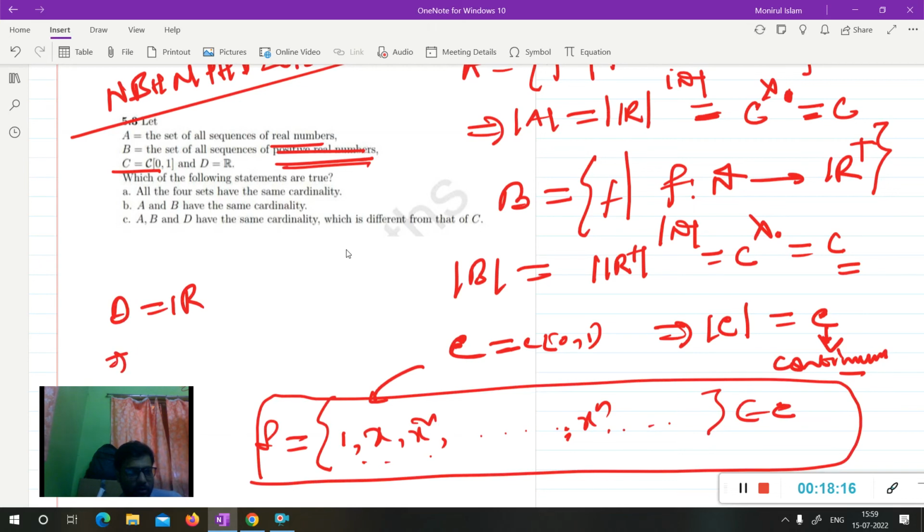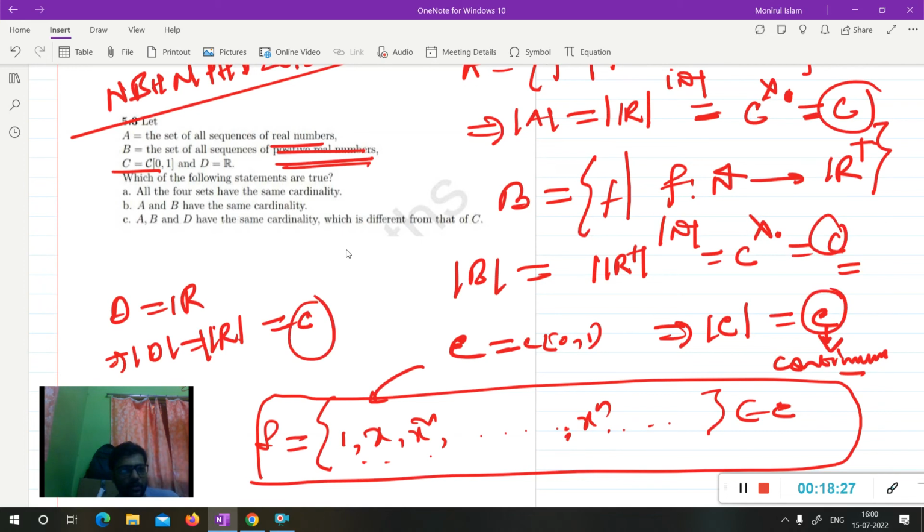Okay, you know this R is also uncountable. R has cardinality continuum. The set of real numbers is continuum. So each of the following sets has cardinality C, meaning continuum. Okay, so all sets have the same cardinality.